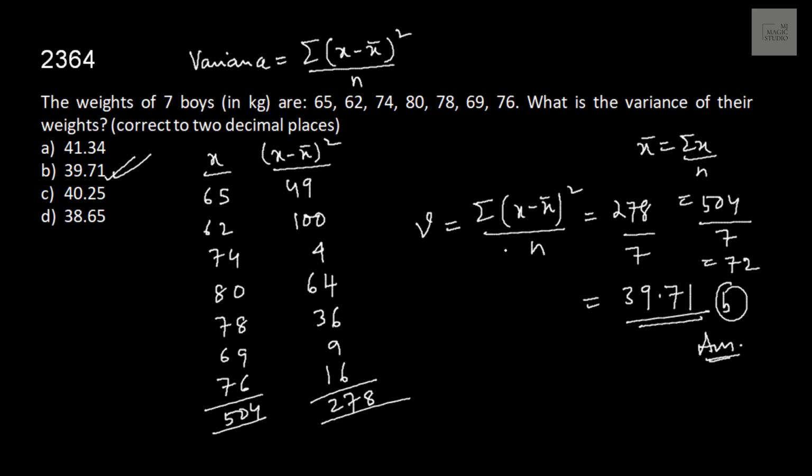Sometimes students have asked me why I am not dividing this by n minus 1. Basically, we divide this by n minus 1 when the word sample is specifically used in these kinds of questions. A sample of 7 boys is taken out from 100 boys and their weights are found to be this. What is the variance of these 7 boys? Then I'll use the formula of n minus 1, because in sampling we use the formula n minus 1 to reduce the error.